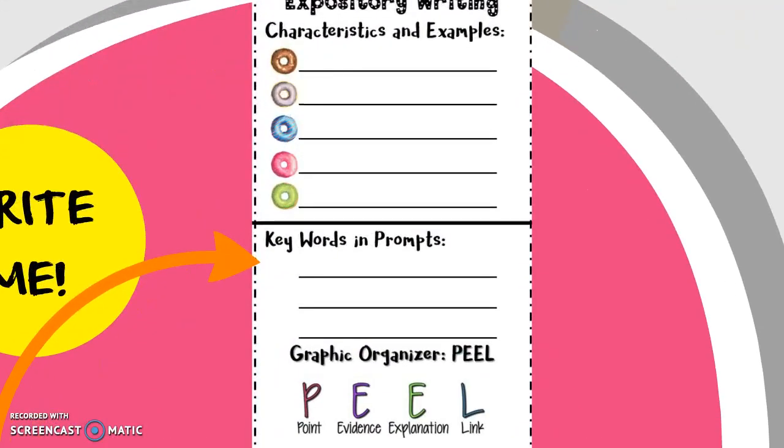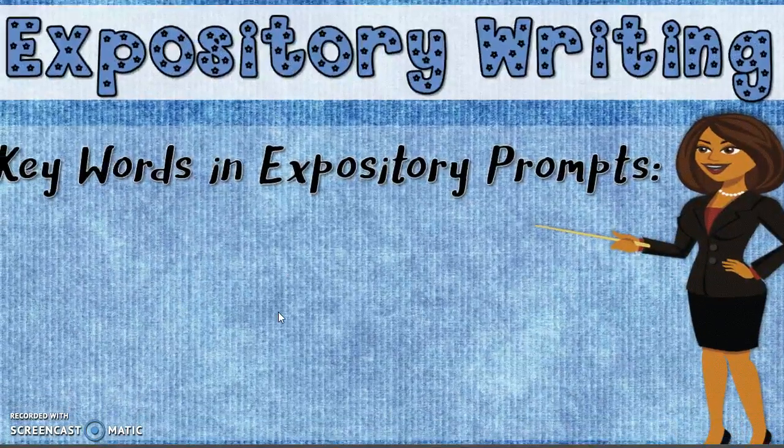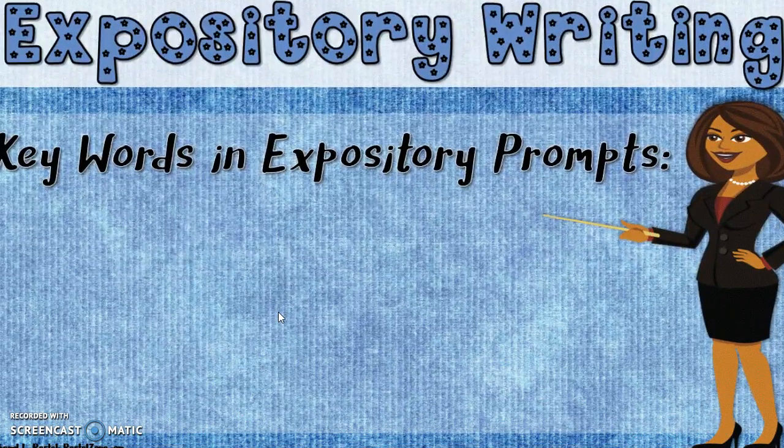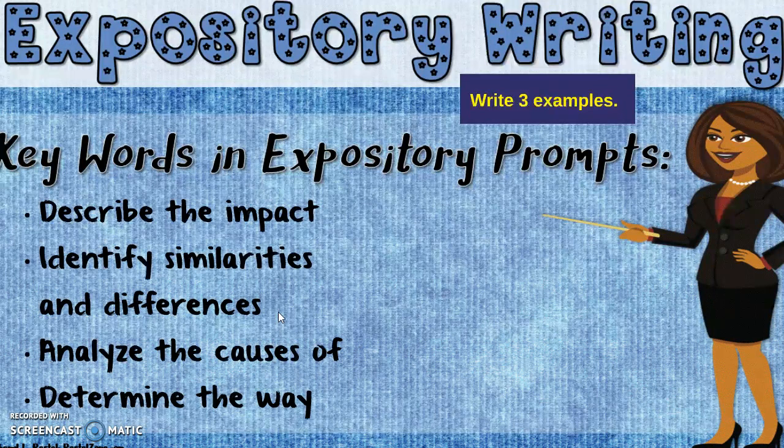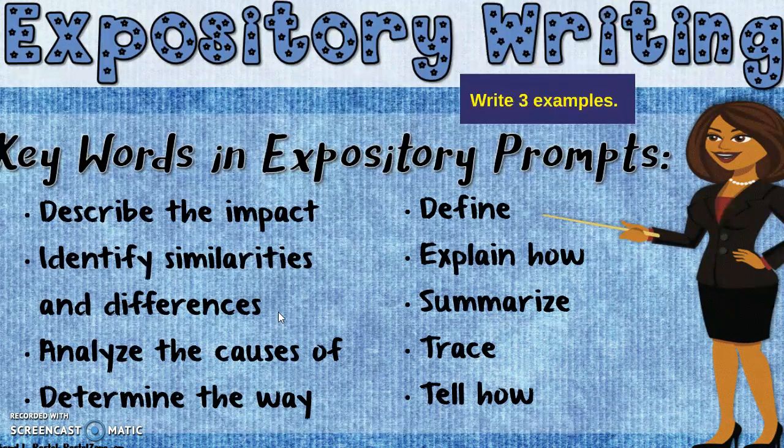A couple more notes, 3 more in the section of keywords and prompts, and then we're done. So keywords and prompts in expository writing, things you'll always see or often see, not always, often see. You're writing down 3 examples for me. I'm going to give you 10. If you see define, explain how, summarize, trace, tell how, it's expository. Okay, especially define.